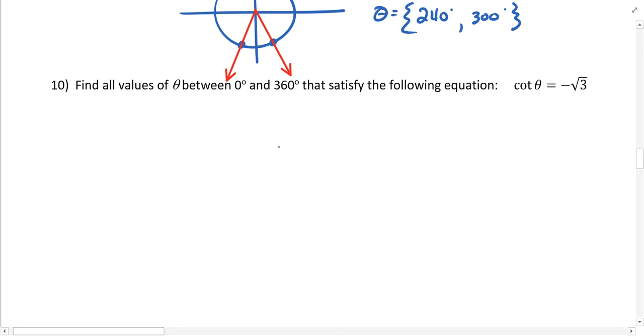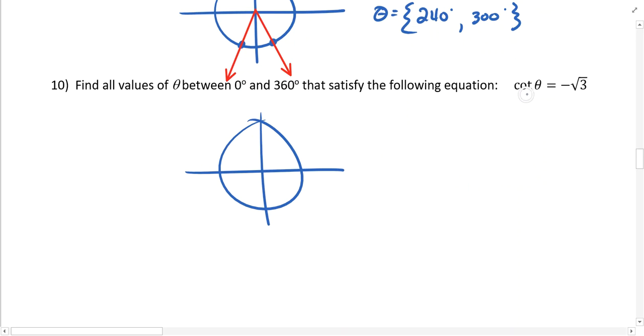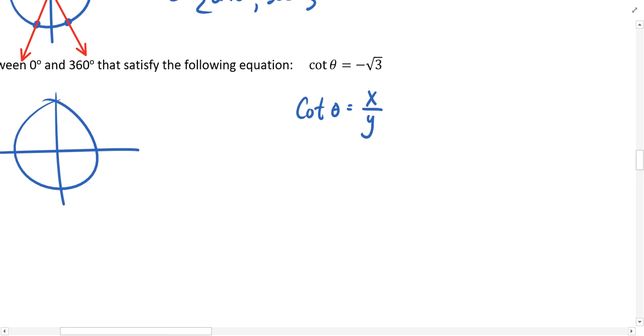Number 10, we'll address the problem much the same way. We'll need a unit circle. And now we need to know, when does cotangent equal negative radical 3? Well, cotangent, you should recall, is the result of our x values divided by y values. And we would like to know, when do the x coordinates divided by the y coordinates equal negative radical 3.